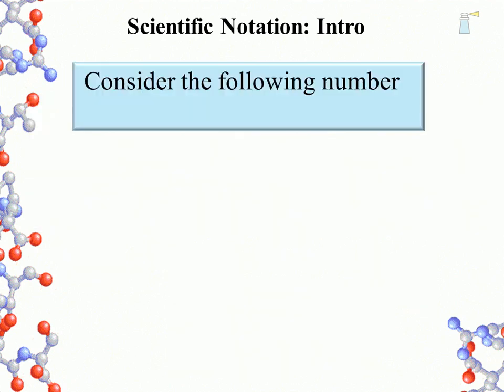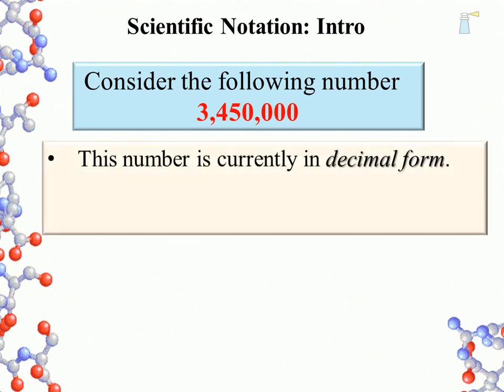Consider the following number, 3,450,000. It is a large number with a fair amount of zeros. This number is currently written in what is called decimal form. We generally do not write the decimal point at the end of a whole number, but technically, it is there. We will make use of this dot later in the lecture.